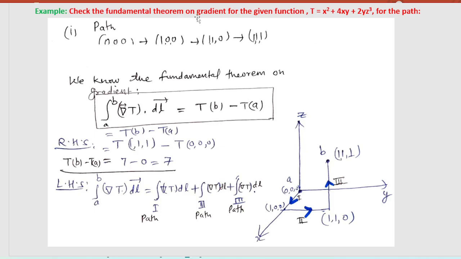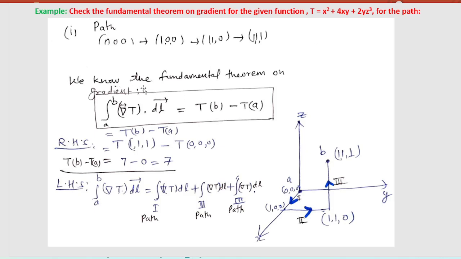We have to check the fundamental theorem of gradient for the function T, which is a function of x, y, z: x squared plus 4xy plus 2yz cubed, and the path is given that it varies from 0,0,0, the origin, towards the x-axis to 1,0,0, then towards the point 1,1,0, and then finally it goes to point b, 1,1,1. So we have to find out along this path whether this function satisfies the gradient theorem or not.